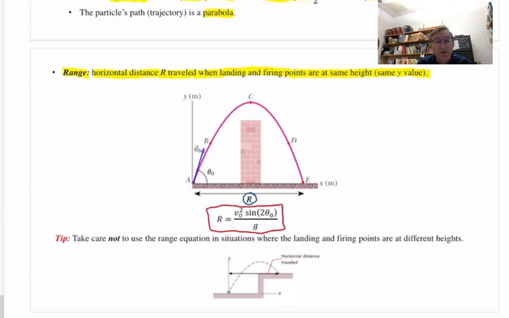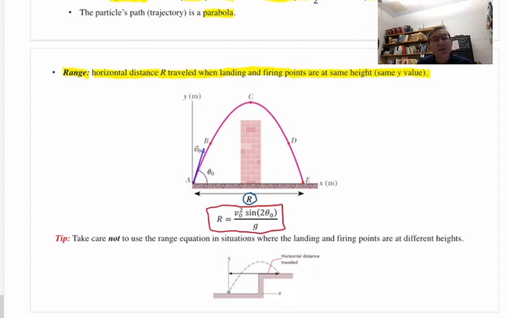The formula is, for the range, take the magnitude of the initial velocity squared times the sine of 2 times the firing angle, and divide all that by little g. So watch out for that formula. It's handy, but you got to use it correctly.